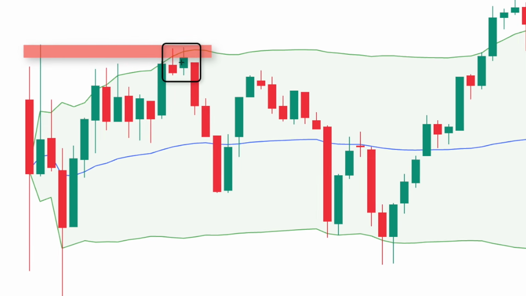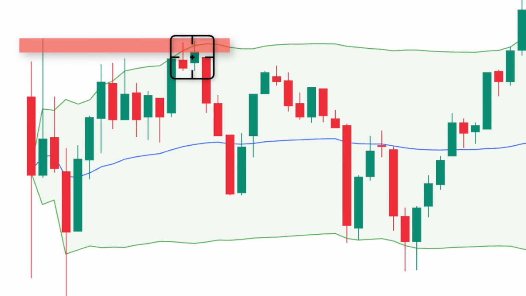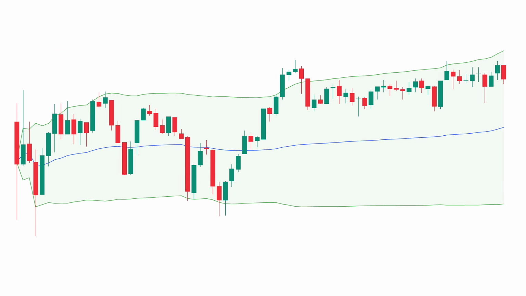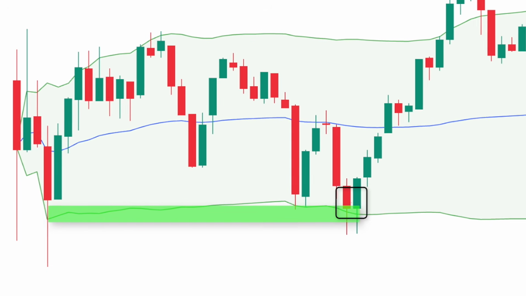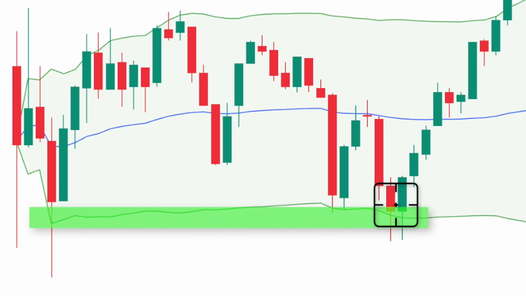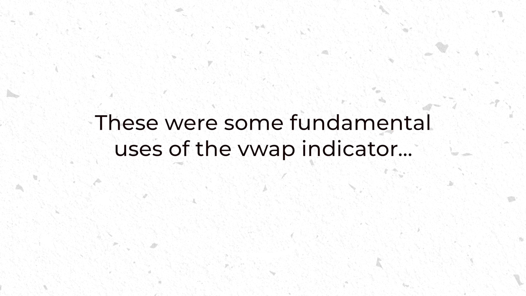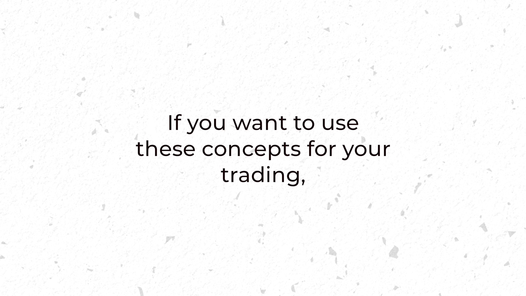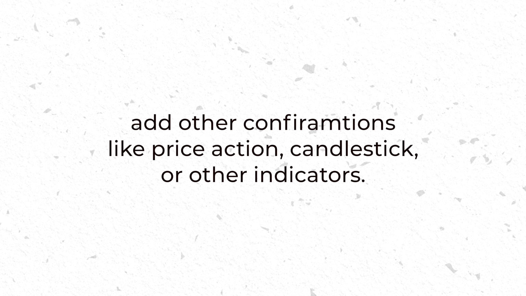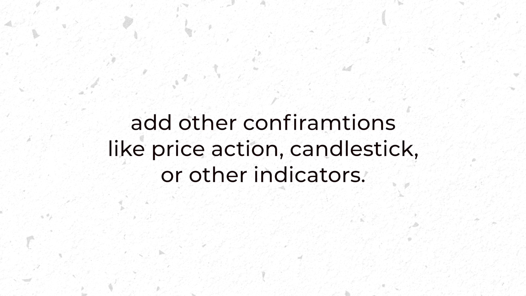When the upper band and a resistance level appear in the same area, the price will reverse downwards from here. Similarly, if the lower band and a support level coincide with each other, then the price will reverse upwards from this area. Now, these were some fundamental uses of the VWAP indicator. If you want to use these concepts for your trading, add other confirmations like price action, candlestick patterns, or other indicators.